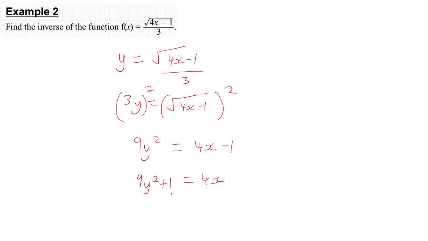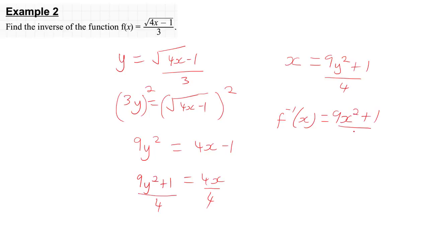Then the next thing now is to divide both sides by 4. So if I put 4 here, and then I put 4 there, you can see that this 4 cancels with that to give us x. And then I can swap them. I've got 9y squared plus 1, all divided by 4. Then the x becomes the inverse function, and then the y becomes the x. So 9x squared plus 1, all divided by 4. So that's the inverse of this.